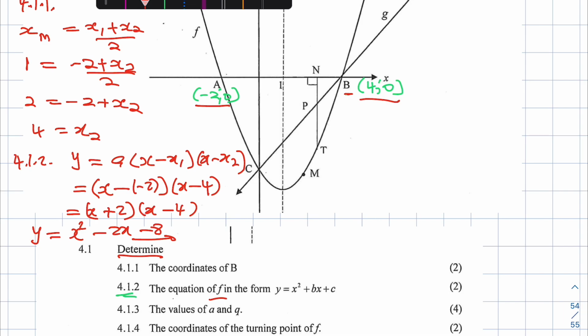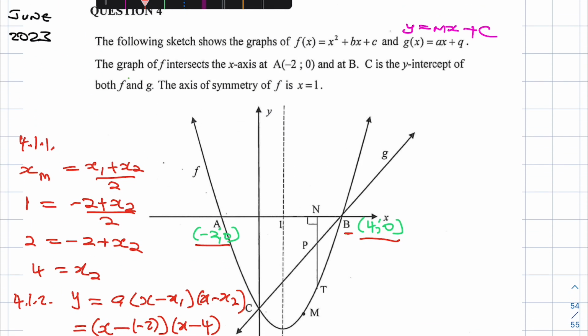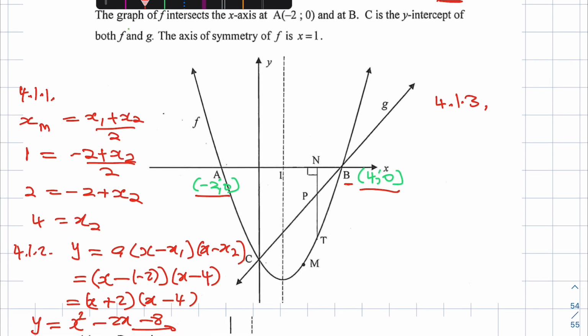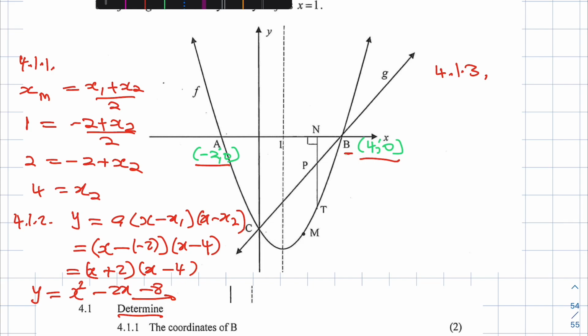Then the next question, determine the values of a and q. A and q, those are the values in this straight line graph. So that is question 4.1.3. So a is the gradient. And then we can quickly work out the coordinates of C, because you can see that C is the y-intercept of the parabola. So if you put 0 as x, then you get -8. So the coordinates of C will be (0, -8).